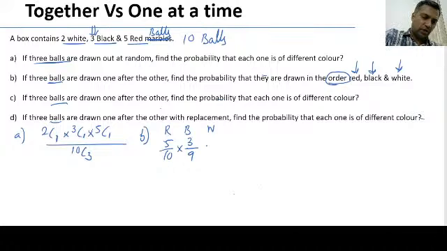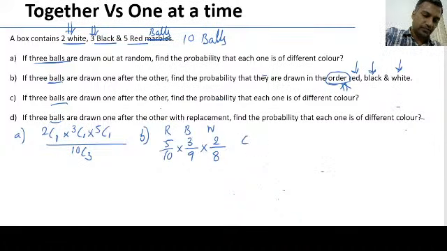Good. So next one, now white. How many whites are there? All three whites are intact. You didn't use any of them. Therefore 2c1. Good. But how many are there in total in the box now? Only 8 are there. Therefore you write it as 8. 5 by 10, 3 by 9 and 2 by 8. You will simplify. That becomes the answer for B. Why? Because the word order is important. In that order, therefore you wrote it here.